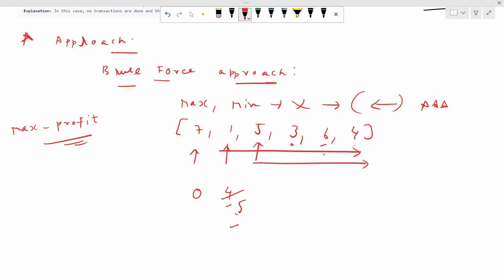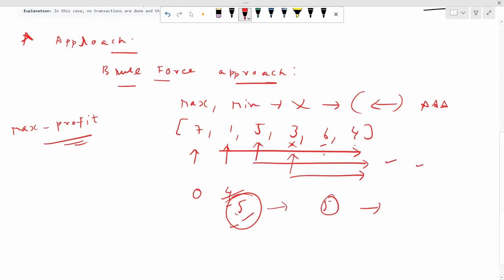Now moving on to this element, we'll traverse over the remaining array, which is 3, 6, 4. Since 3 is less than 5, we cannot sell the stock on this day. Now, 6 minus 5 will be equal to 1. Since our maximum profit is 5, which is greater than 1, our maximum profit remains the same. And now moving on to 3, 6 minus 3 equal to 3, but it is still less than 5. So we'll move to 4. 4 minus 3 equal to 1, still less than 5. So ultimately, our profit will be equal to 5.